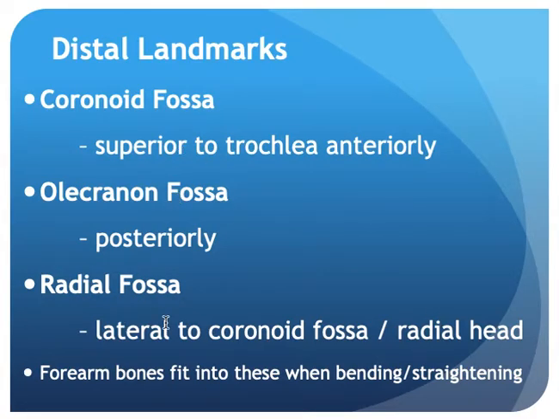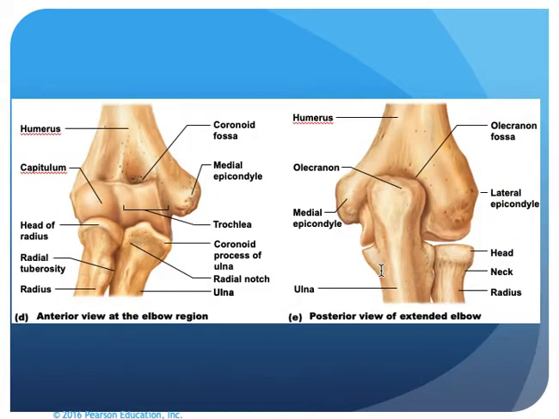But these are just going to be little depressions or little fossas where the forearm bones are going to kind of fit into these as we bend and straighten our elbow. So when we straighten it, we're going to lock these bones in place by fitting them into different little fossas. And it'll make more sense when we look at the picture here.